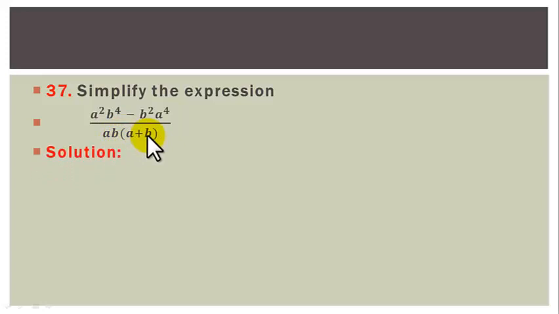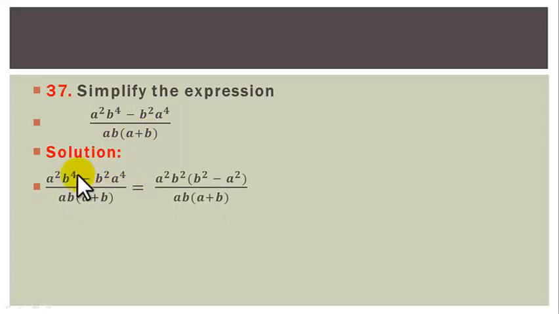Question number 37. Simplify the expression a squared b to the power 4 minus b squared a to the power 4, divided by ab times a plus b. Solution.